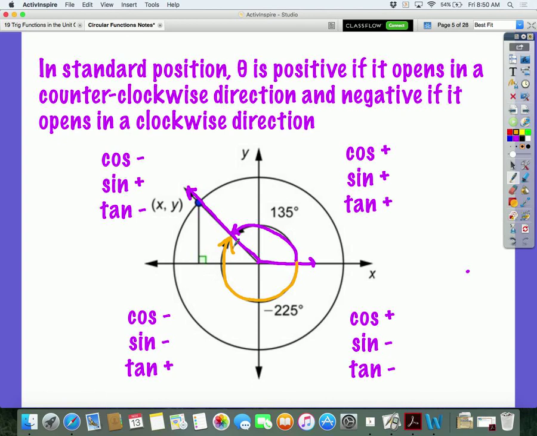Do not forget that there are 360 degrees in a circle. Okay? That can definitely help you out when you have to evaluate different degree measures or different angle measures. And of course, where sine, cosine, and tangent are positive and negative within the unit circle.